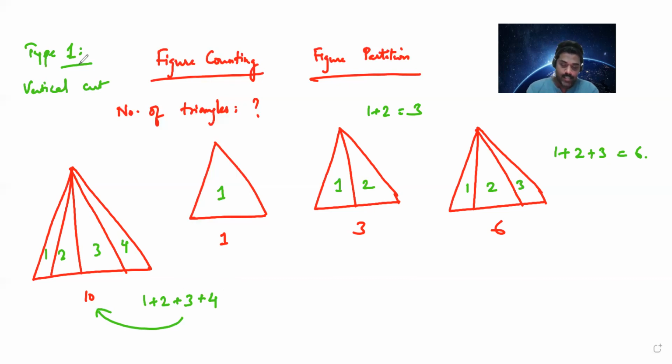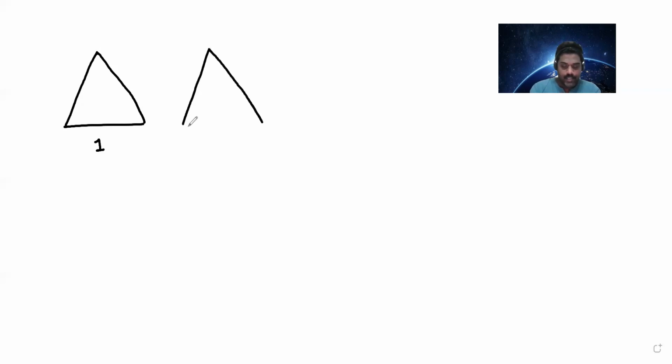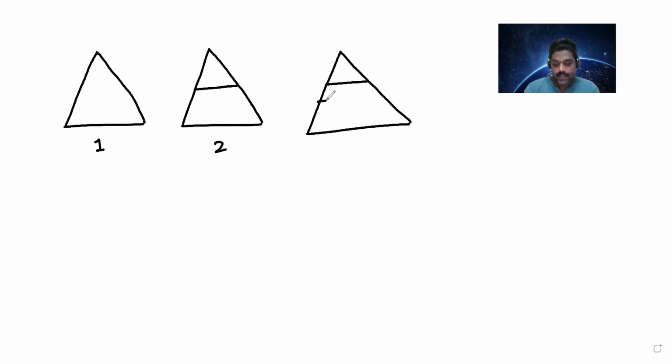Next, coming to horizontal cut. For example, let us say there is a triangle like this. As you already know, the number of triangles over here is 1. Suppose I draw a triangle like this and make a horizontal cut like this. Here there are 2 triangles. If I make a horizontal cut like this, now here there are 3 triangles. Sir, how are you able to tell 1, 2, 3? Very simple logic is the number of horizontal lines.